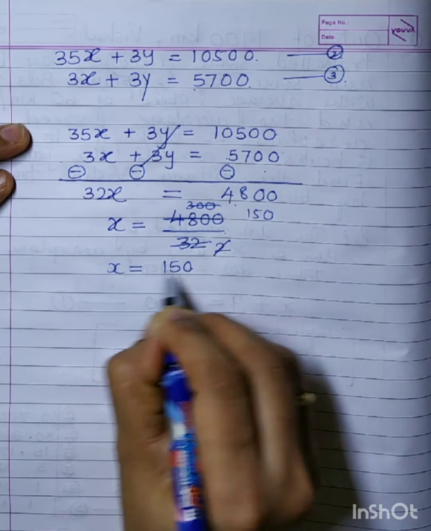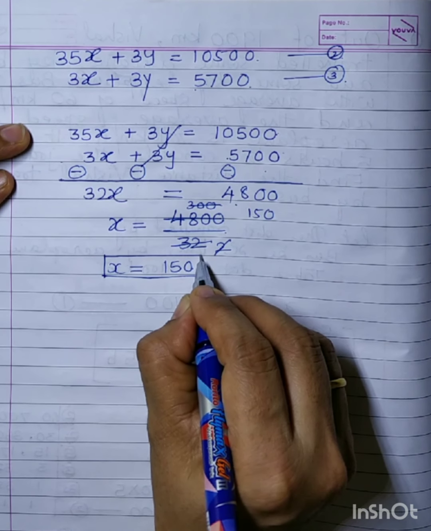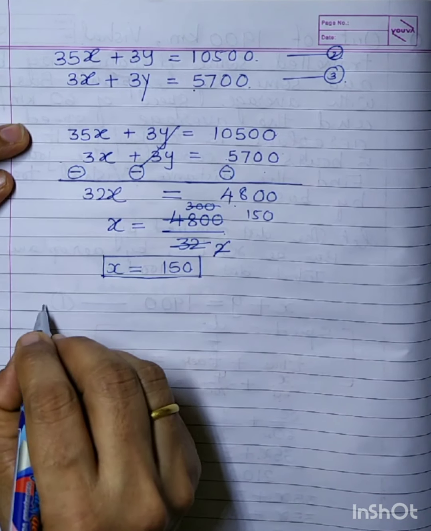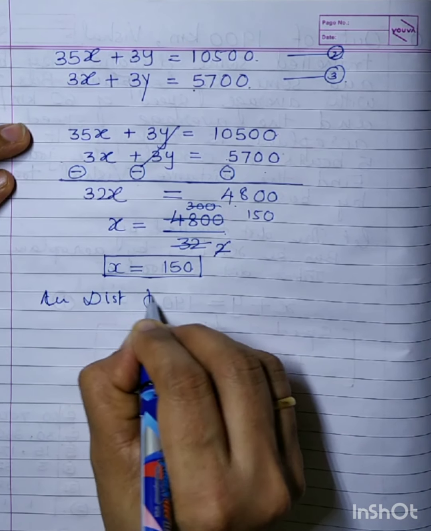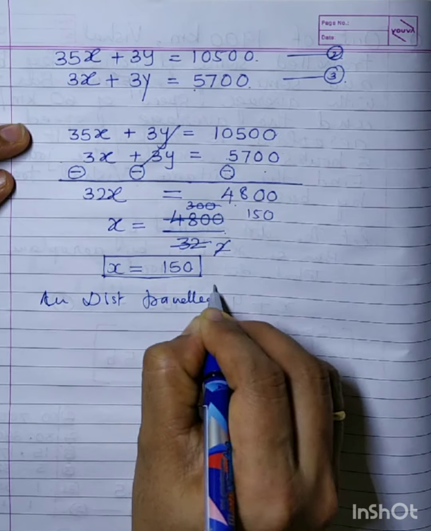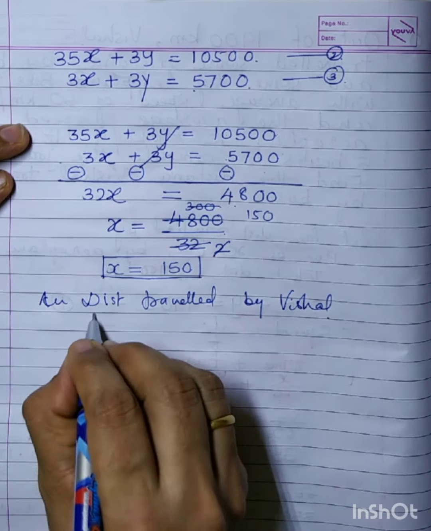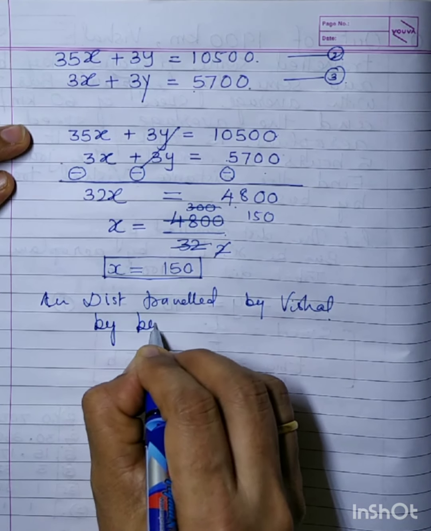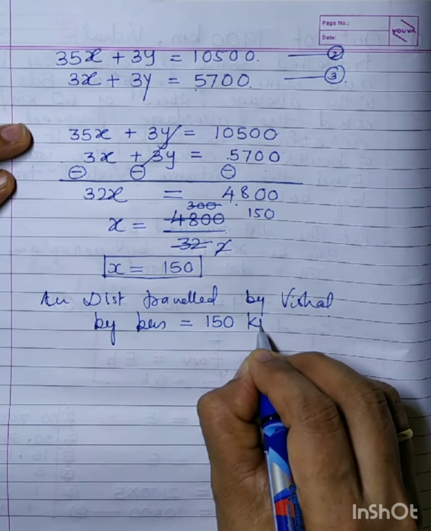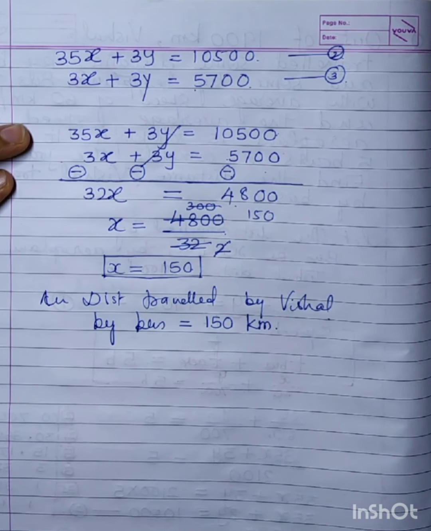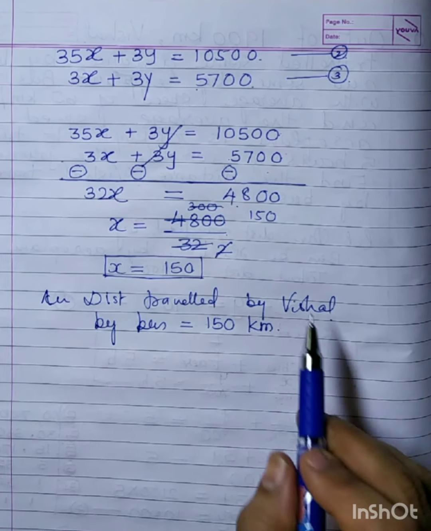X is equal to 150. Now we will stop here only because the question is asking the distance travelled by Vishal by bus. Hence we get the answer: the distance travelled by him, or by Vishal, by bus is 150 kilometers. You can understand, children, that the same way you could have found many more things from this question.